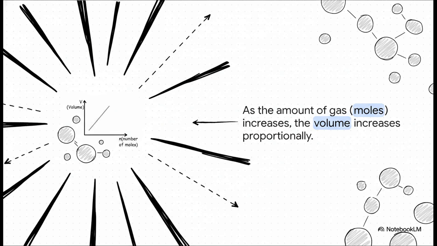And here we go again. Just like with Charles's law, we see another clean, straight-line relationship. It's solid proof for Avogadro's idea. You double the amount of gas particles, you double the volume they take up, as long as that pressure and temperature don't change. It's just beautifully simple, isn't it?